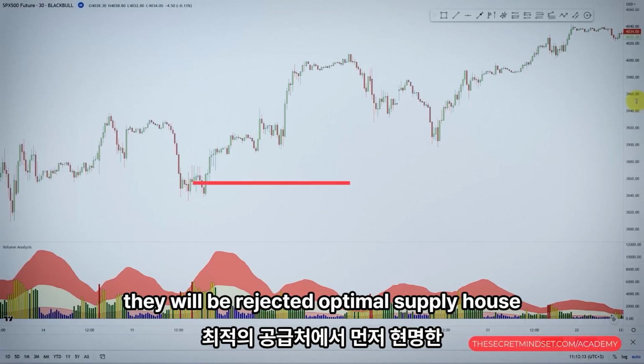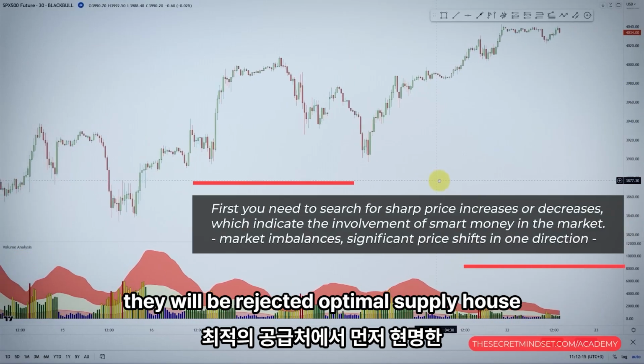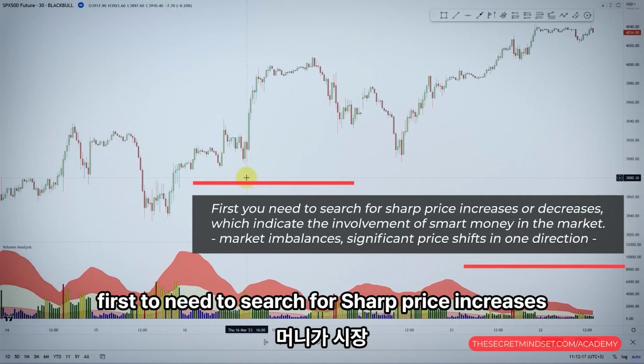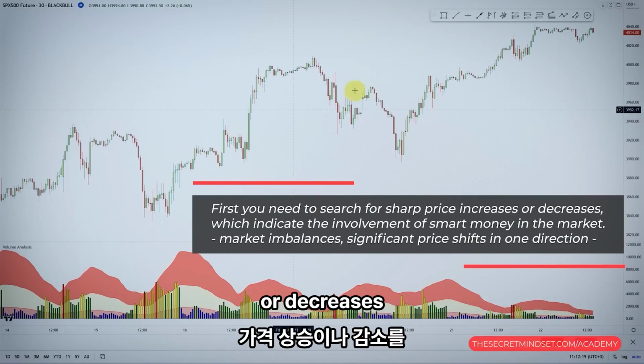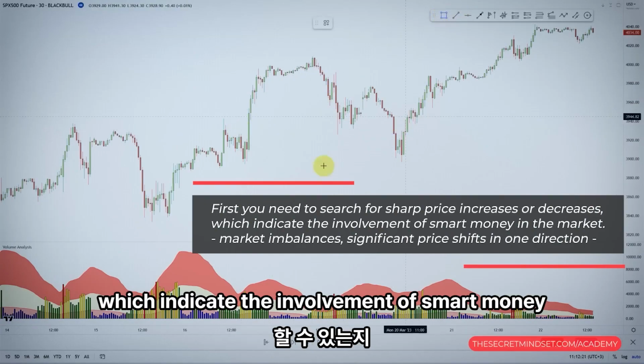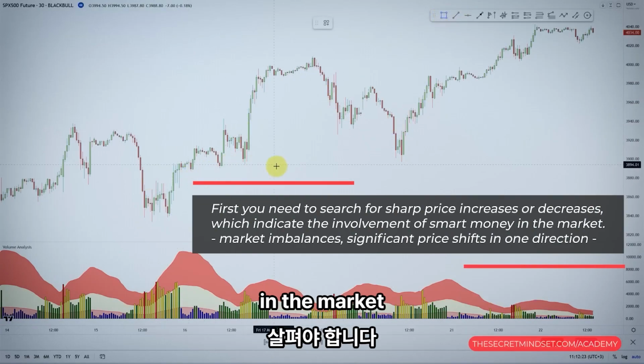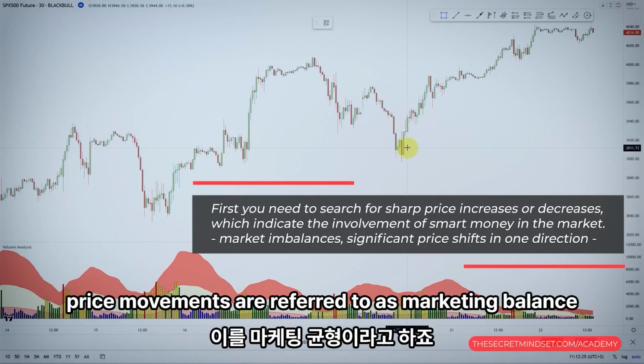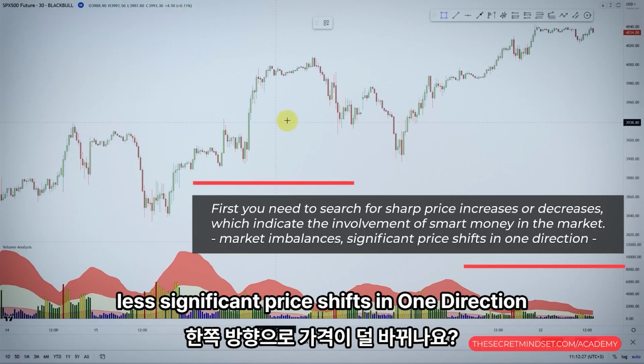Now, to determine the optimal supply and demand zones, first you need to search for sharp price increases or decreases, which indicate the involvement of smart money in the market. These movements are referred to as market imbalances, significant price shifts in one direction.